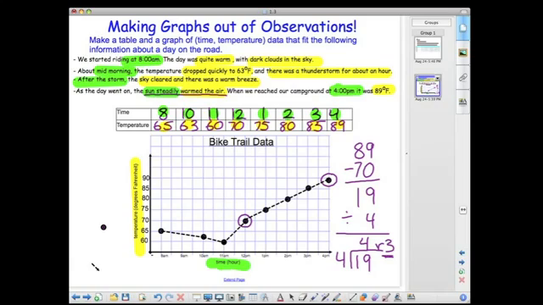Now if you want to connect the rest of your dots, you may. You don't have to. It's not necessary for a coordinate graph, but it's personal preference as well. And since there's time in the x-axis, you do have that option.